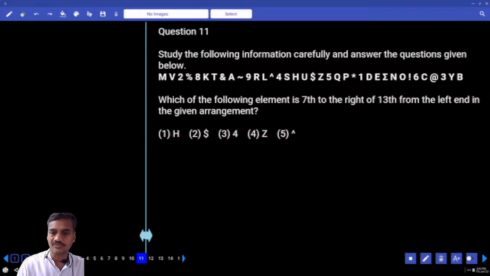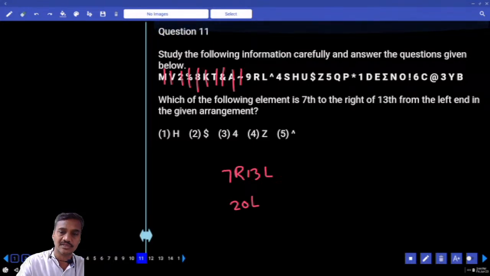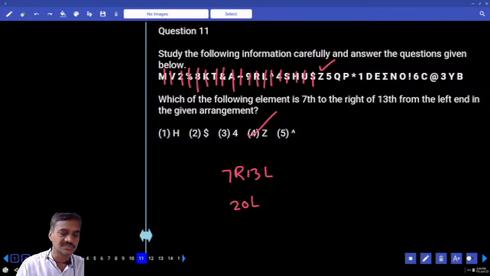Then 11th one, which of the following is 7th to the right of 13th from the left? 7th right, 13th left. Left and right means two opposite directions. Then we need to add these two. Now 20 from the left hand side. 1, 2, 3, 4, 5, 6, 7, 8, 9, 10, 11, 12, 13, 15, 16, 17, 18, 19, 20. Original answer Z, that is choice 4, question number 11.